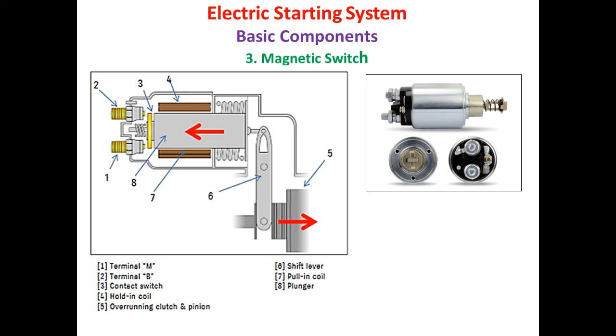Here, the pull-in windings get energized when ignition switch or the starter switch is turned on to the start position. Then magnetic field generated attracts the plunger towards the contact switch. Secondly, we are having the hold-in windings. This winding keeps the contact switch closed until the ignition switch is switched back to the on position. So this is what we are having, a simple working about the magnetic switch.